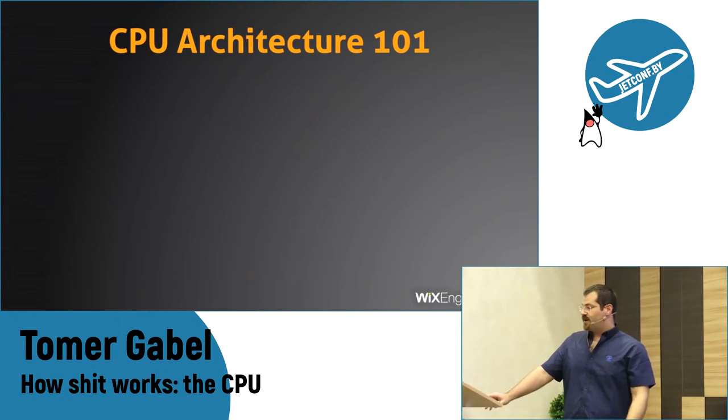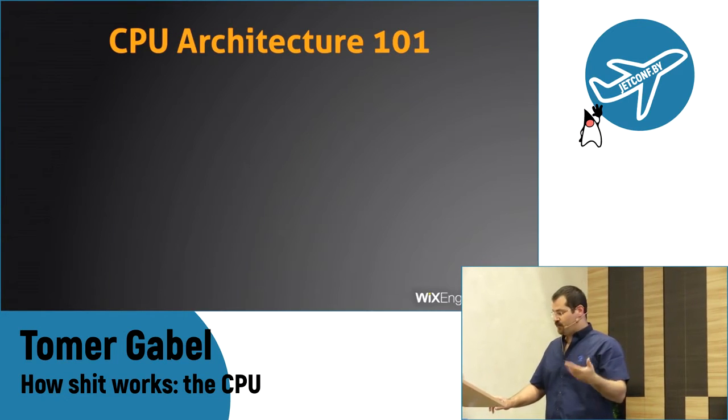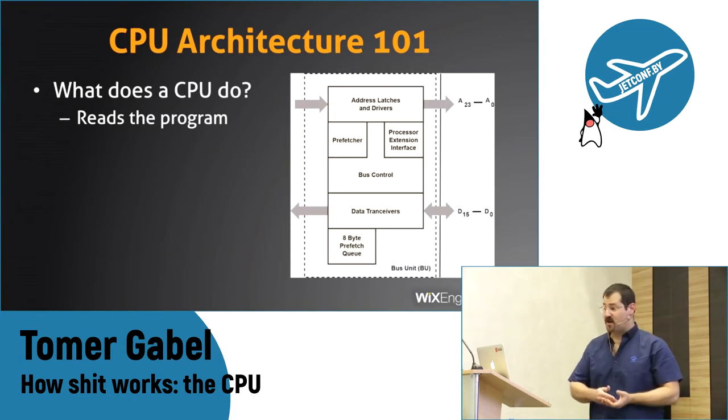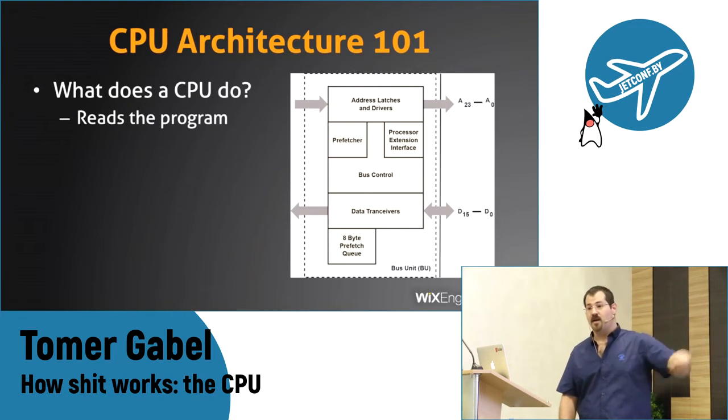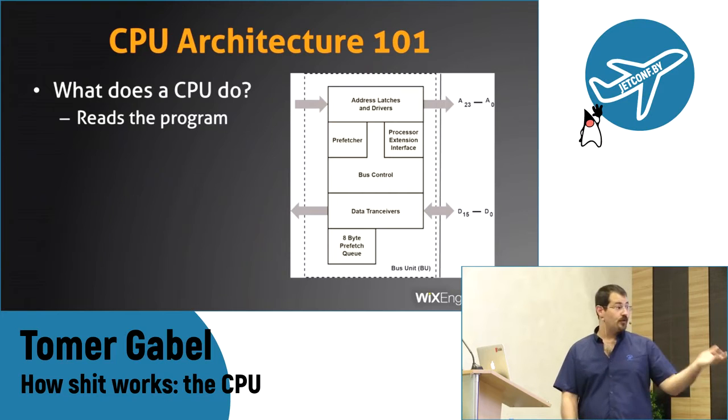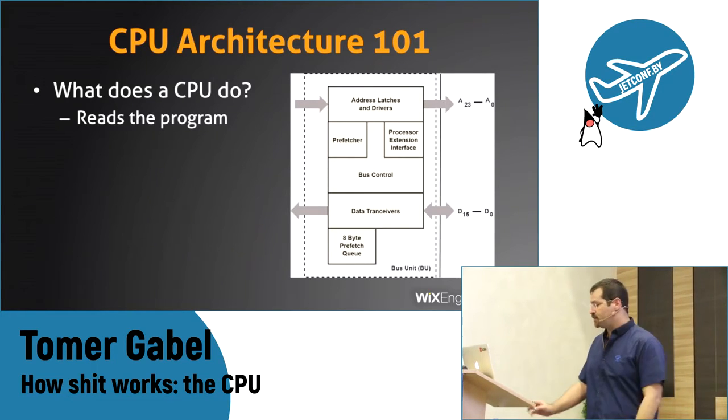So fundamentally, what does a CPU do, right? We've kind of covered this. It reads the program. It reads it off of memory. So for that, you have a unit within the CPU responsible for actually talking to main memory. For a 286, this would be called the bus unit.